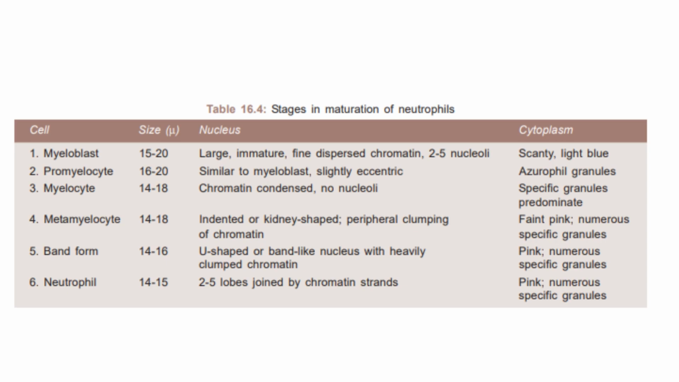If you look at the granules, the myeloblast did have eosinophilic granules in the scanty cytoplasm, and the promyelocyte had those granules as well. But specific granules are predominating from myelocyte. At the myelocyte level, the secondary granules, the specific neutrophilic granules, are starting to come. The eosinophilic ones are the primary granules.